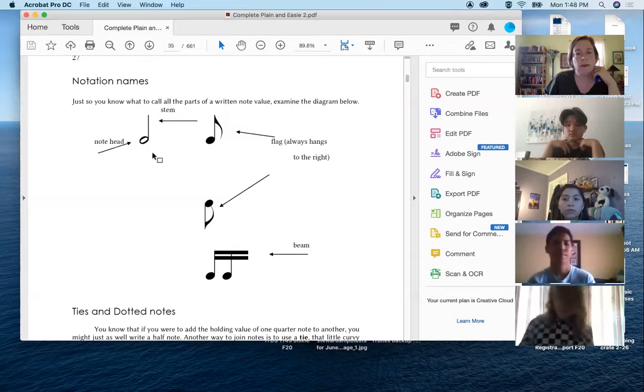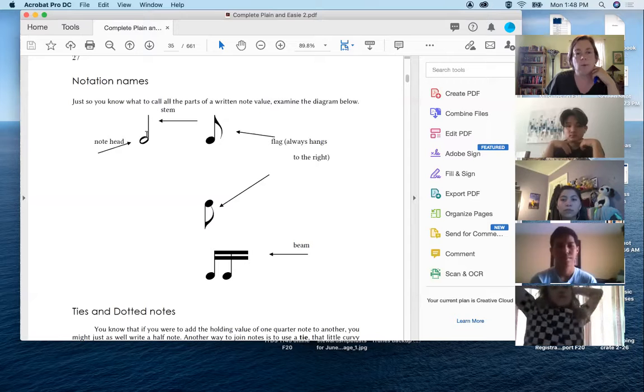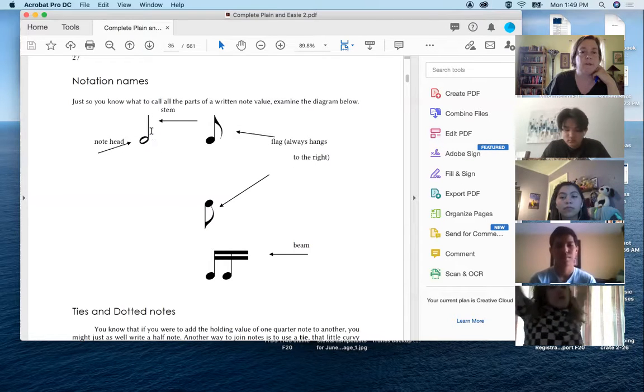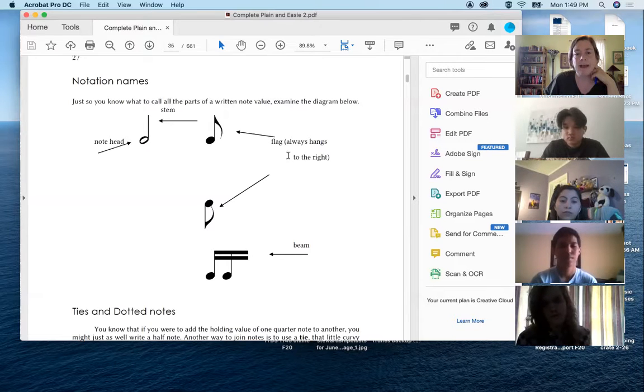So any note value that we use in Western art music has a note head, and most of them have stems, but of course whole notes and breves do not have stems. If it's a single note like an eighth note, it has a flag. And that flag will always hang to the right, whether the stem is pointing up or pointing down, the flag is always off to the right.